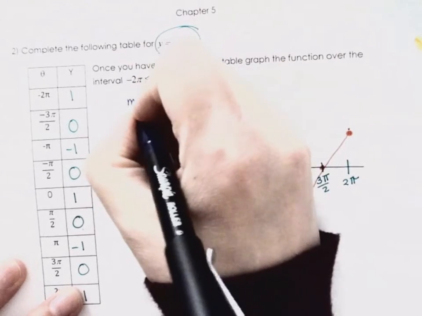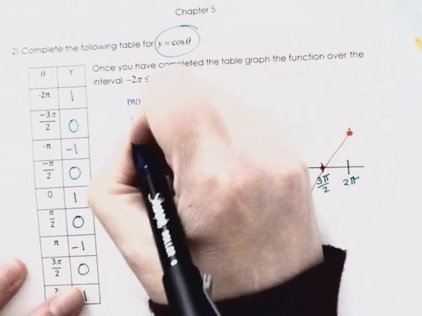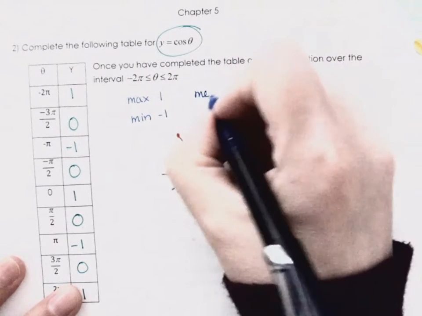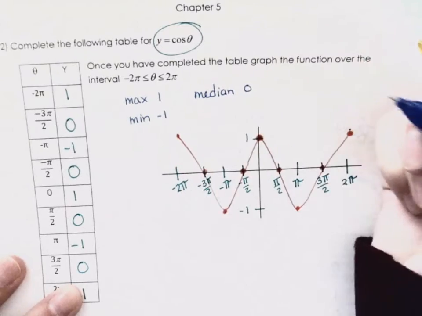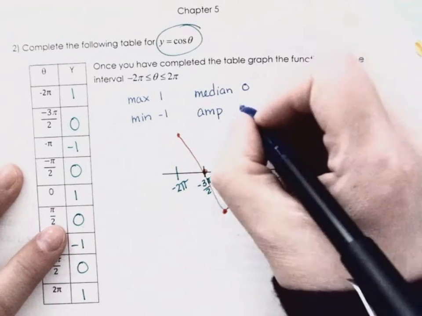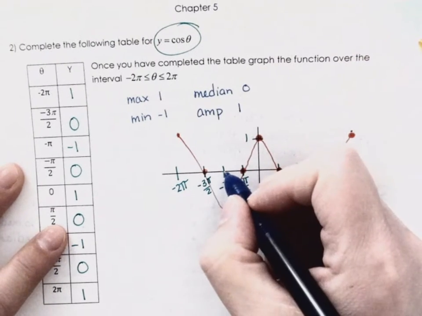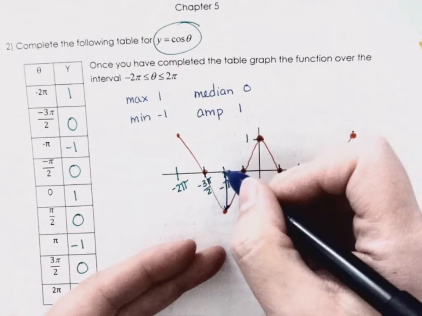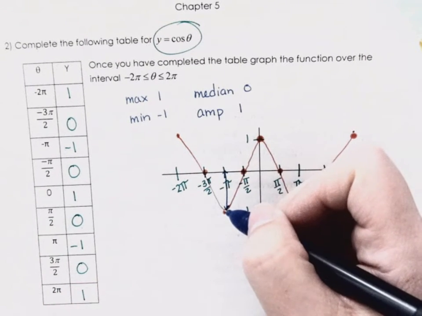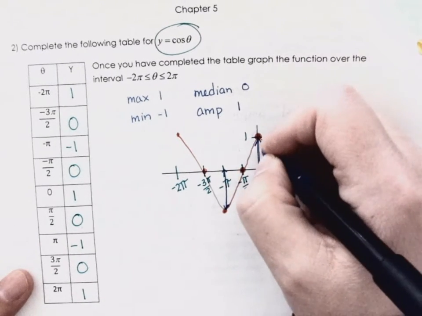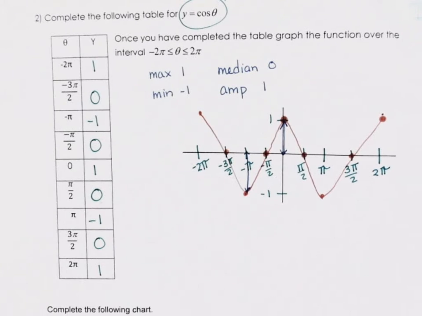Okay, let's talk about this graph for a second. What's my max? 1. What's my min? -1. What's my median? Okay, what's my amplitude? 1, right? Because it's the distance from my median to either minimum. This would be a distance of absolute value of -1, but it's an absolute value, so we're going to give it a value of 1. You could do it from here to a max if you preferred. That's the amplitude there.